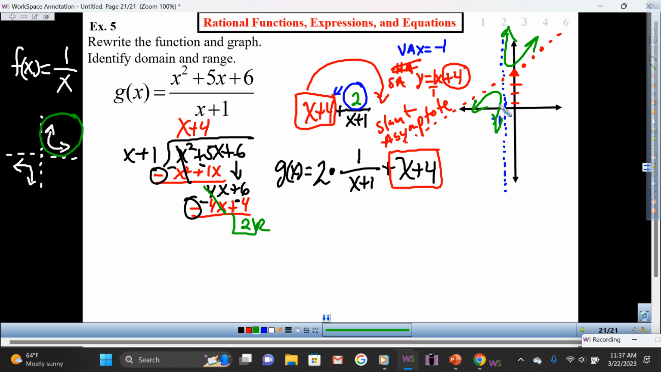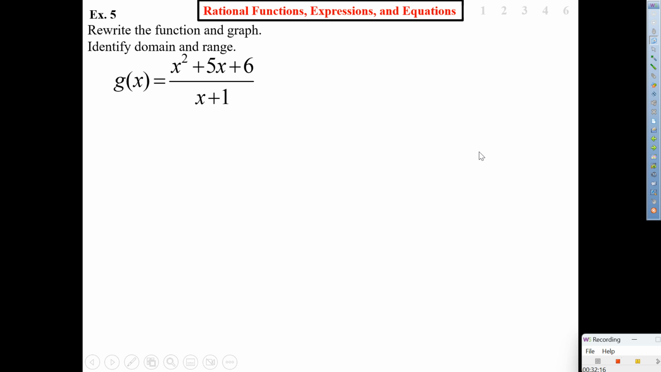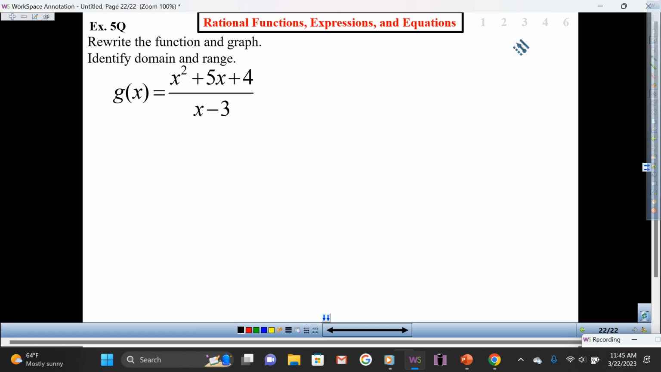From 1 to 5, how comfortable with this so far? 3, 4, 4, 5s? 5 4s, okay. Let's do another one. Copy this. Example 5Q. g of x equals x squared plus 5x plus 4 over x minus 3. Get a blank coordinate on the right side. I'm going to give you a head start for that one. See how you do.